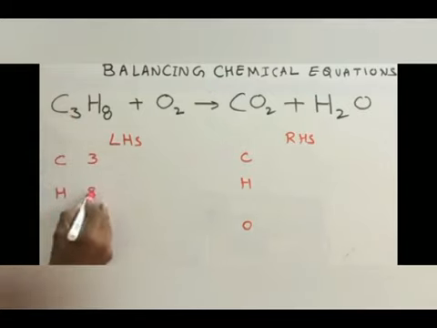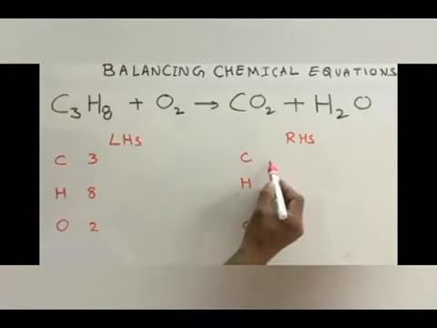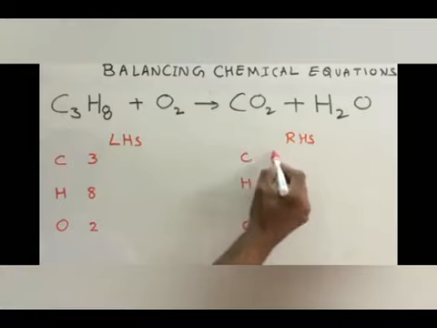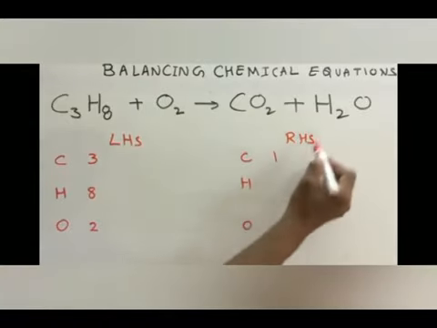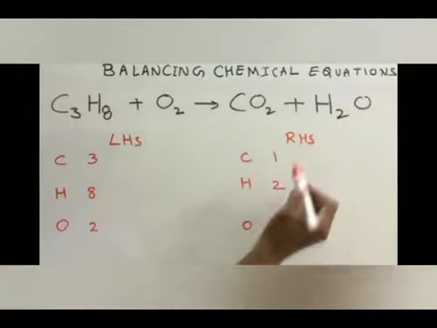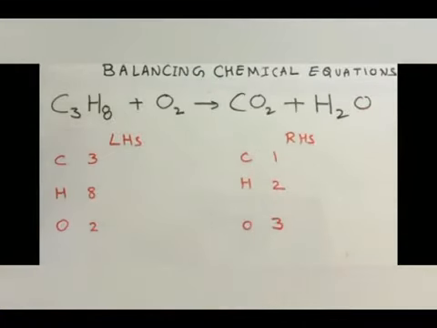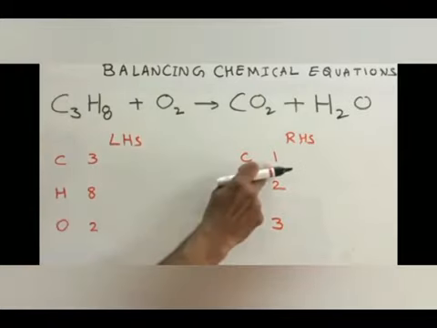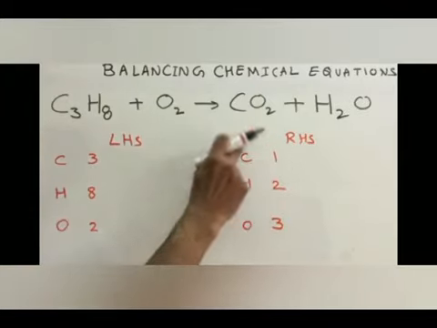Hydrogen 8. Oxygen 2. Again carbon 1. Oxygen 2. Hydrogen 2. Here 2 and here 1. Oxygen is 3. Now you have to balance. So here carbon 3, carbon 1. So what shall we do?